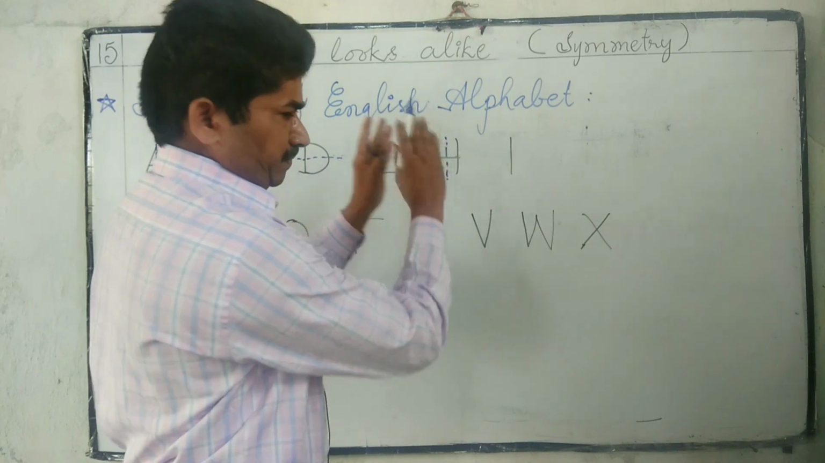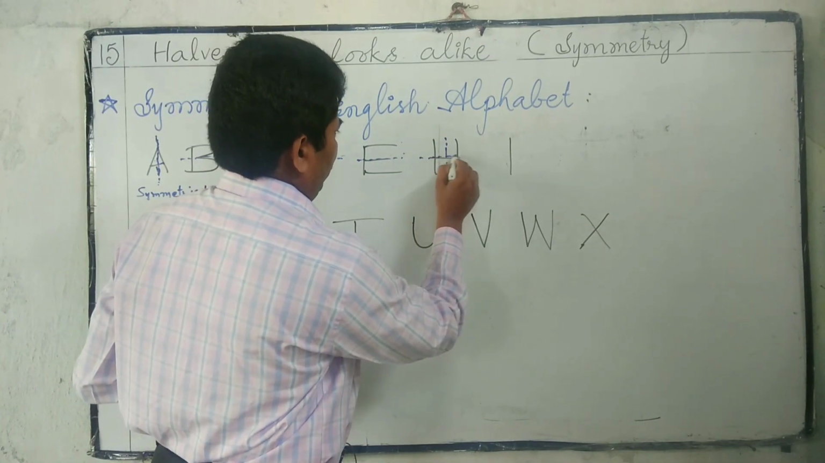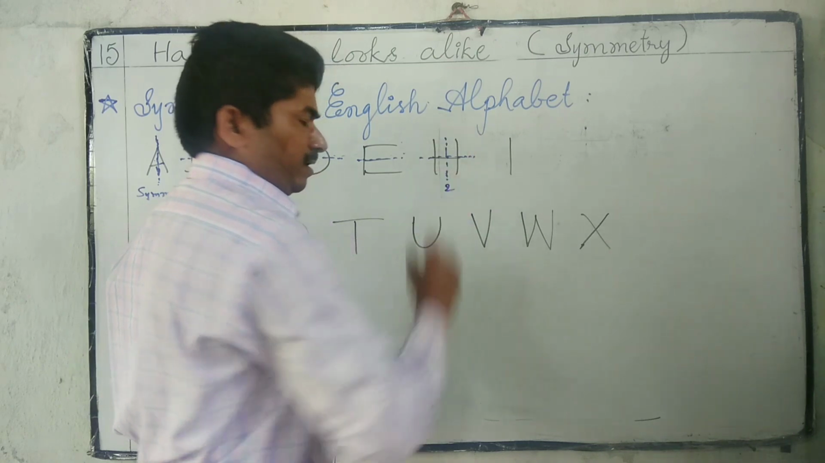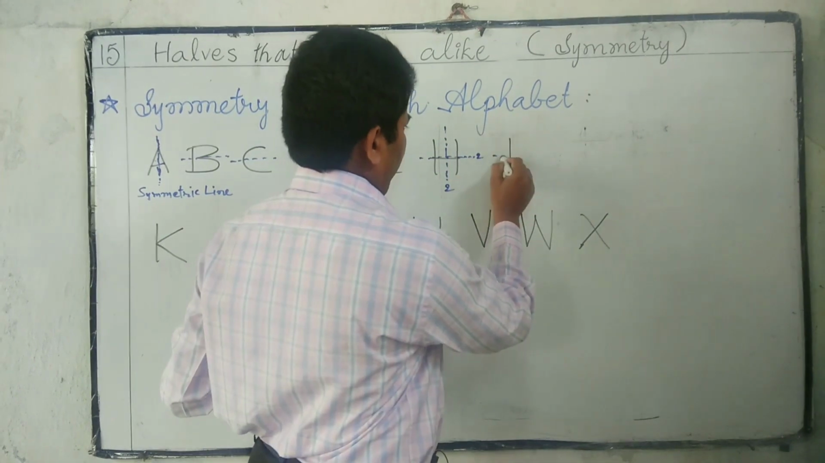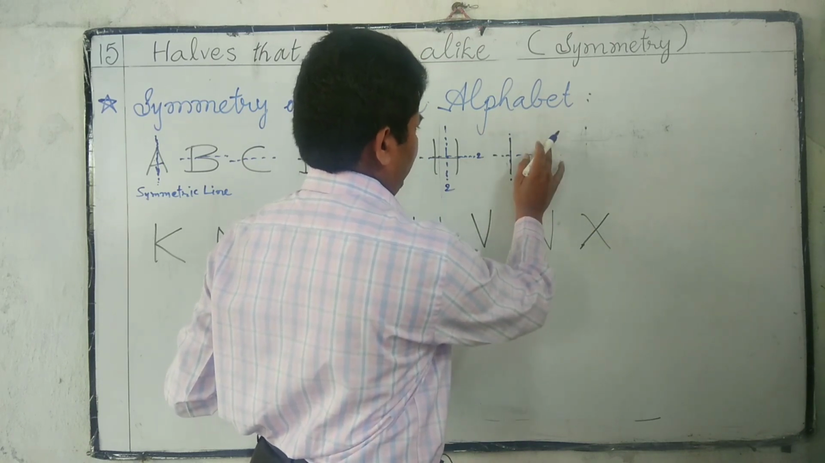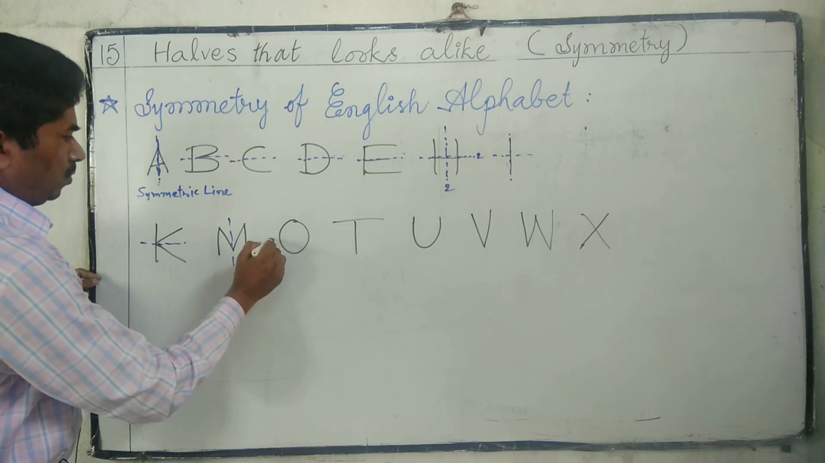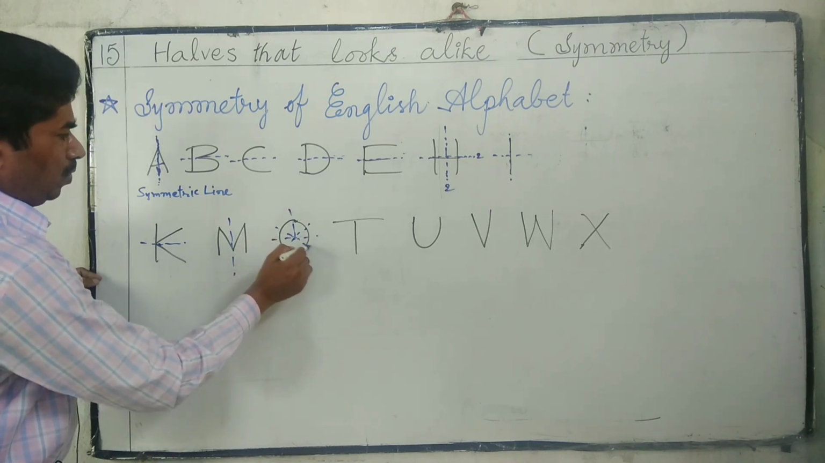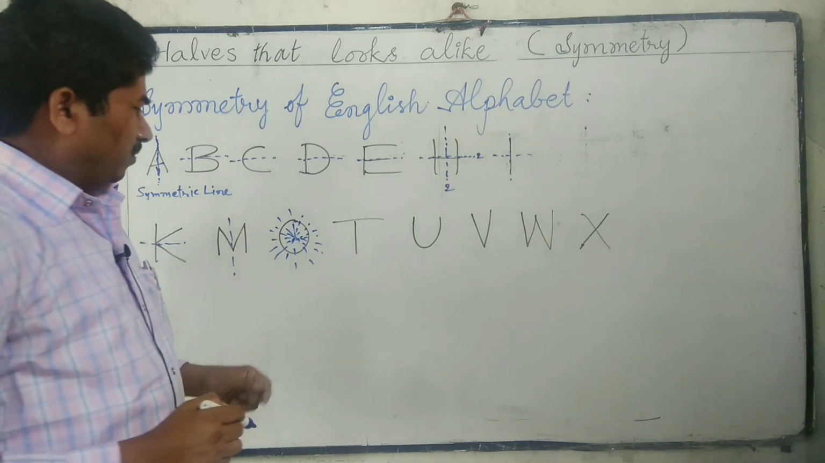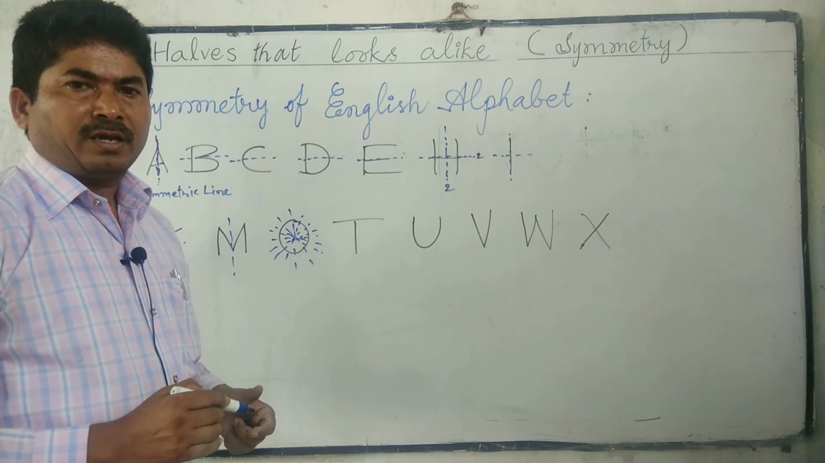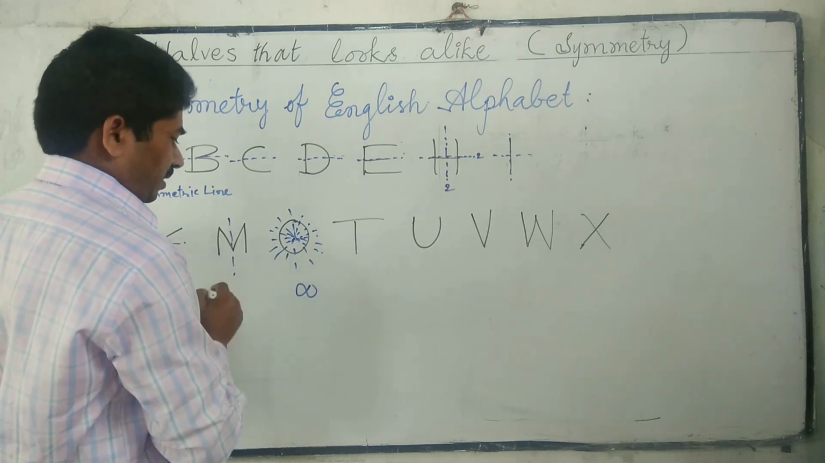If we fold H like this, these will coincide. One more symmetric line. So H has two symmetric lines. This is one, this is another one. I like this, so it has two symmetric lines. K, M, O has infinitely many symmetric lines. We can't count. So that's why O has infinitely many symmetric lines. Like this we can show.